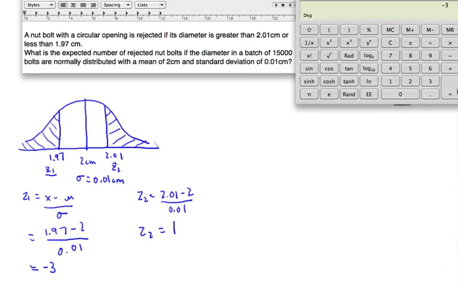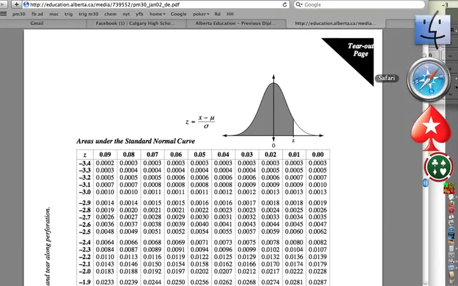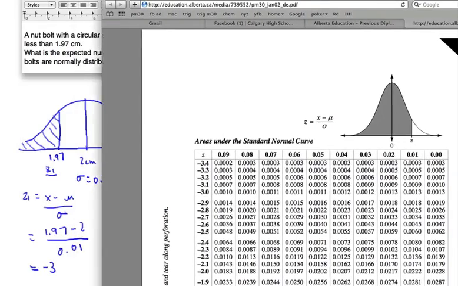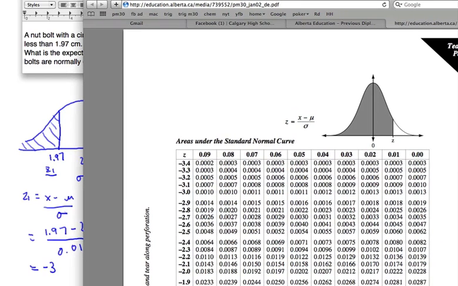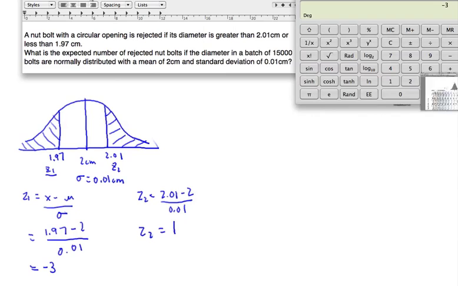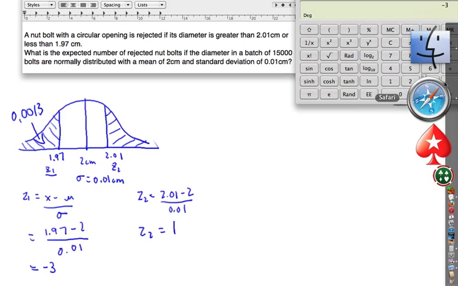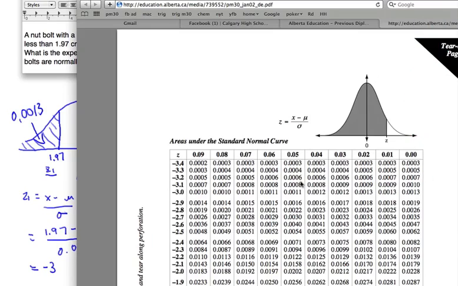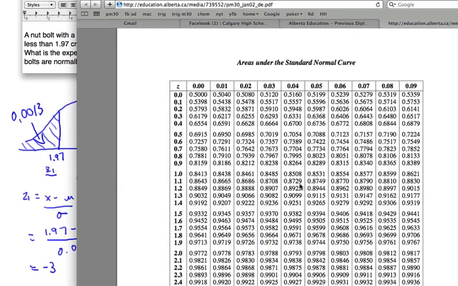So we'll bring up the Z charts, and we need to find the value where the Z score is equal to -3.0. When it's -3.0, it gives us a value of 0.0013. That means that area is going to be 0.0013. And let's look at the value when it's equal to 1. 1.00 gives us 0.8413.